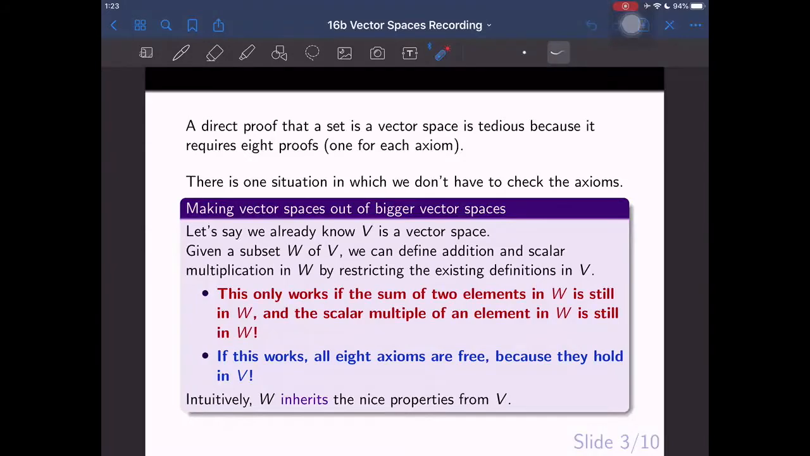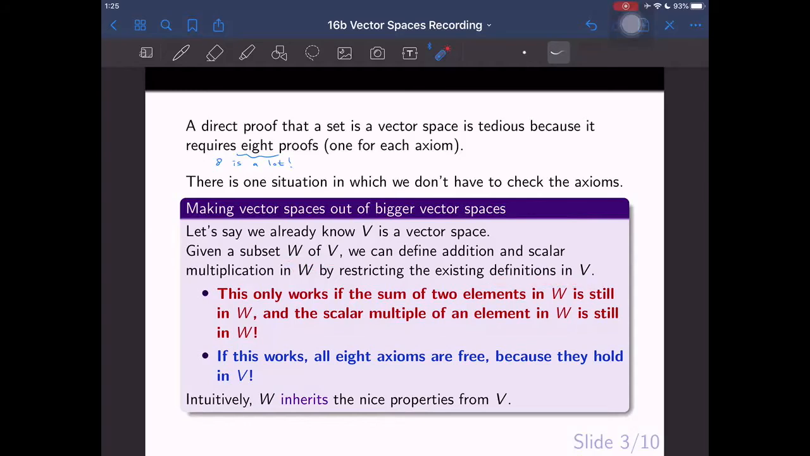A direct proof that a set is a vector space requires checking 8 axioms, which is a lot. So we are not going to check all 8 axioms in this class, but there is a situation in which we don't have to check the axioms. Let's say we already know that V is a vector space. So V could be one of the examples in the previous slide. Given a subset W of the vector space V, we can define addition and scalar multiplication in the smaller subset by just using the same definitions as in the bigger set, which is a vector space.